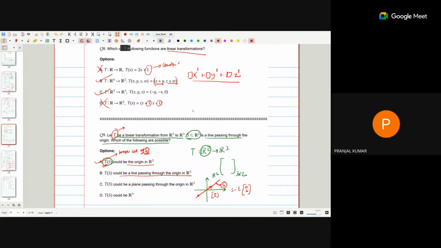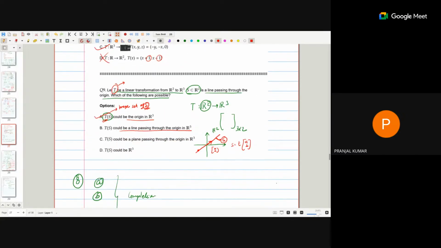T of S is talking about this line. This line has multiple input points, infinite input points, yes or no? Yes. So T of S is talking about the whole line, that is every possible point. It is talking about the image of it. So T of S represents the image set for this whole line.